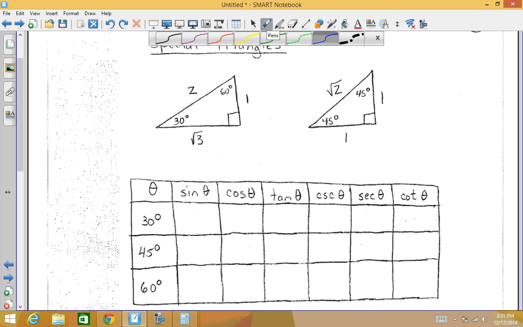I guess a nice way to do that, if you wrote down a ratio, 30, 60, 90, sorry.